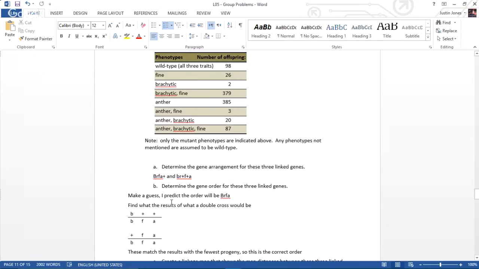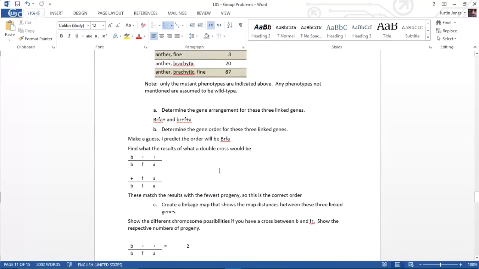But let's double check. So we have bractic, fine, and then anther. And so if we do a double cross, anther will still be wild type, and the fine will now be a wild type. So that would make sense. That would be the bractic, and the same thing is going to be opposite. So instead of a B, we get a wild type. Instead of two wild types, you get F and A, and those do match. So we know that that's the correct order.